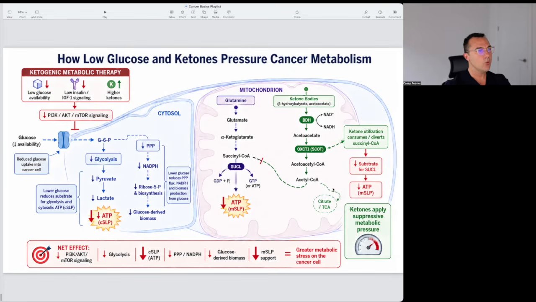And then one of the, I think, more cool and less well-known benefits to a ketogenic diet is that the ketones themselves will actually, in a roundabout way, lower the cancer's ability to ferment glutamine because of the need for ketone breakdown to utilize succinyl-CoA.